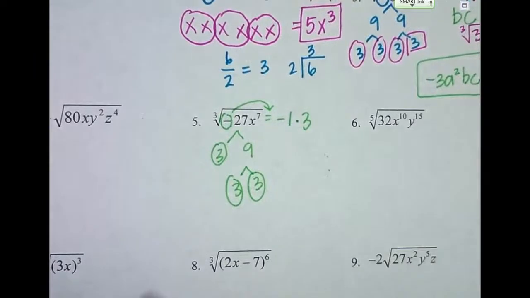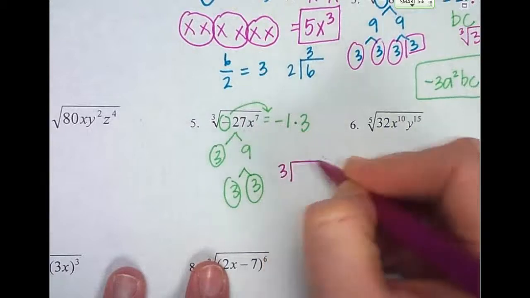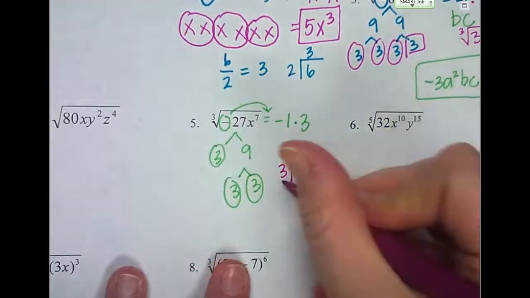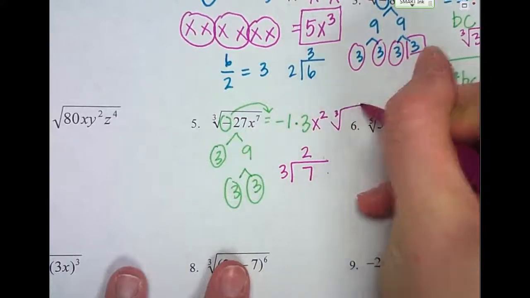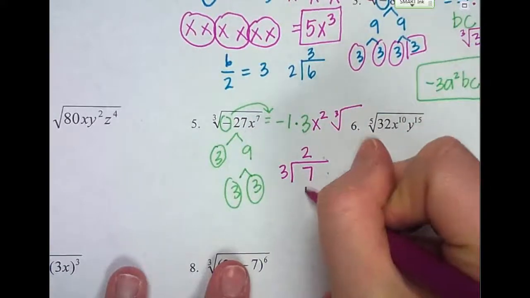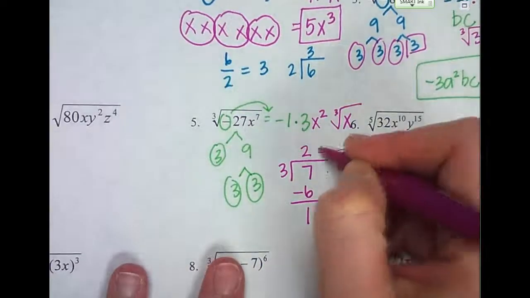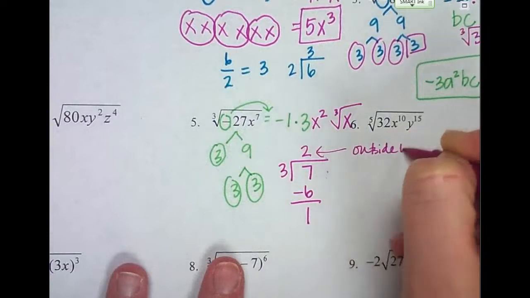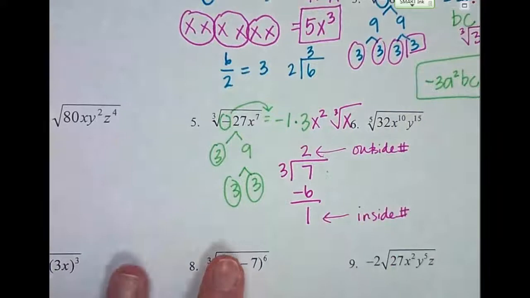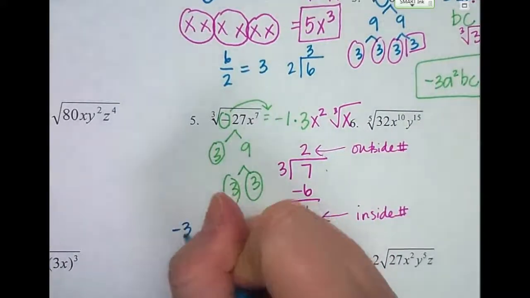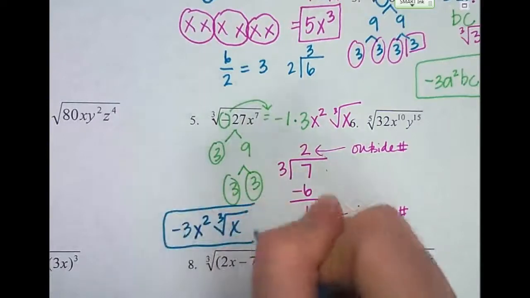Okay, then I have 7 x's, and I'm doing cube root. So I say, how many times does 3 go into 7? 3 goes into 7 2 times, which means I can bring 2 x's on the outside. And then when I do the remainder, 2 times 3 is 6, I get 1. That tells me how many is left on the inside. Okay, so this tells you the outside number, and this tells you the inside number. So my answer then would be negative 3 x squared cube root of x.